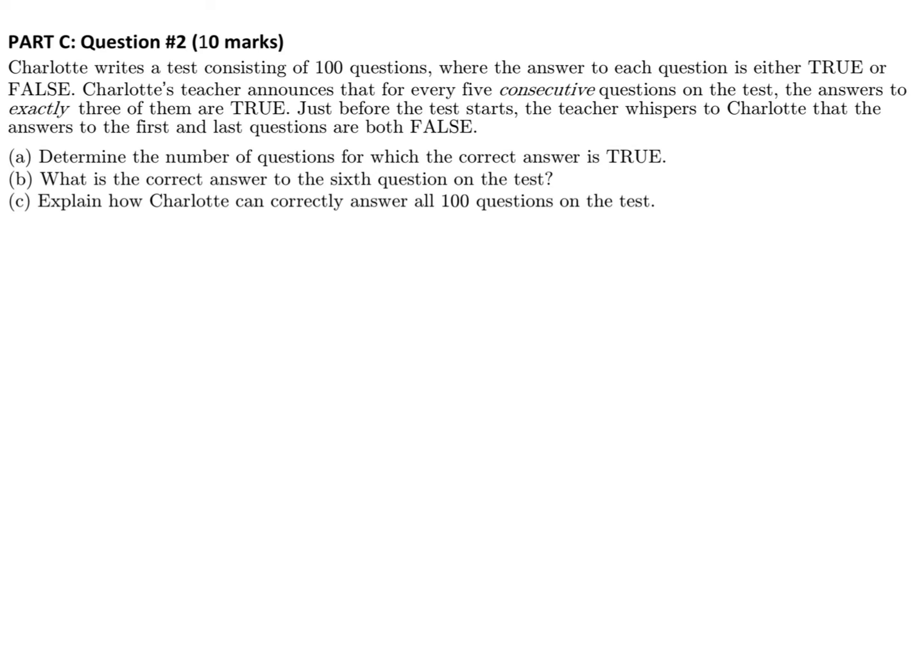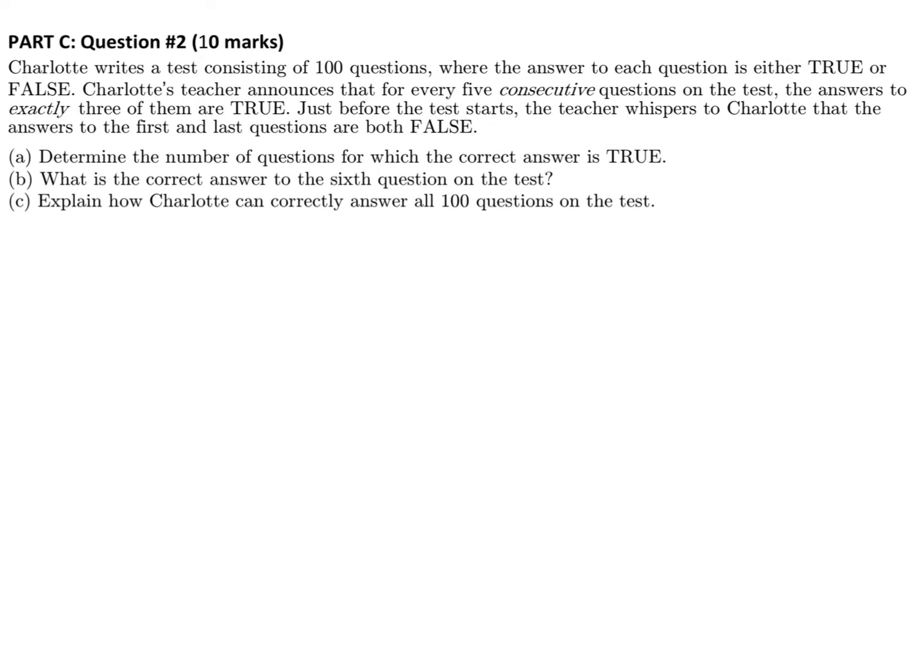Charlotte writes a test consisting of 100 questions where the answer to each question is either true or false. Charlotte's teacher announces that for every 5 consecutive questions on the test, the answers to exactly 3 of them are true. Just before the test starts, the teacher whispers to Charlotte that the answers to the first and last questions are both false. Determine the number of questions for which the correct answer is true.